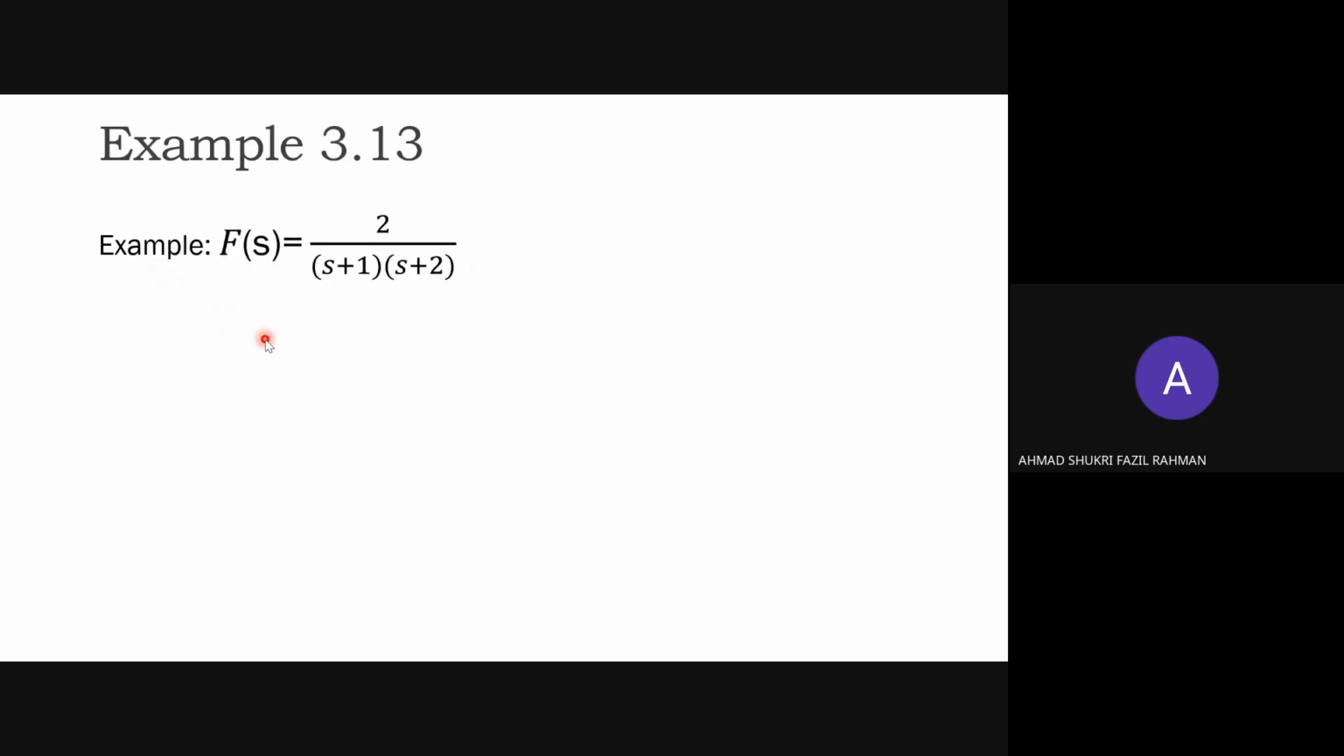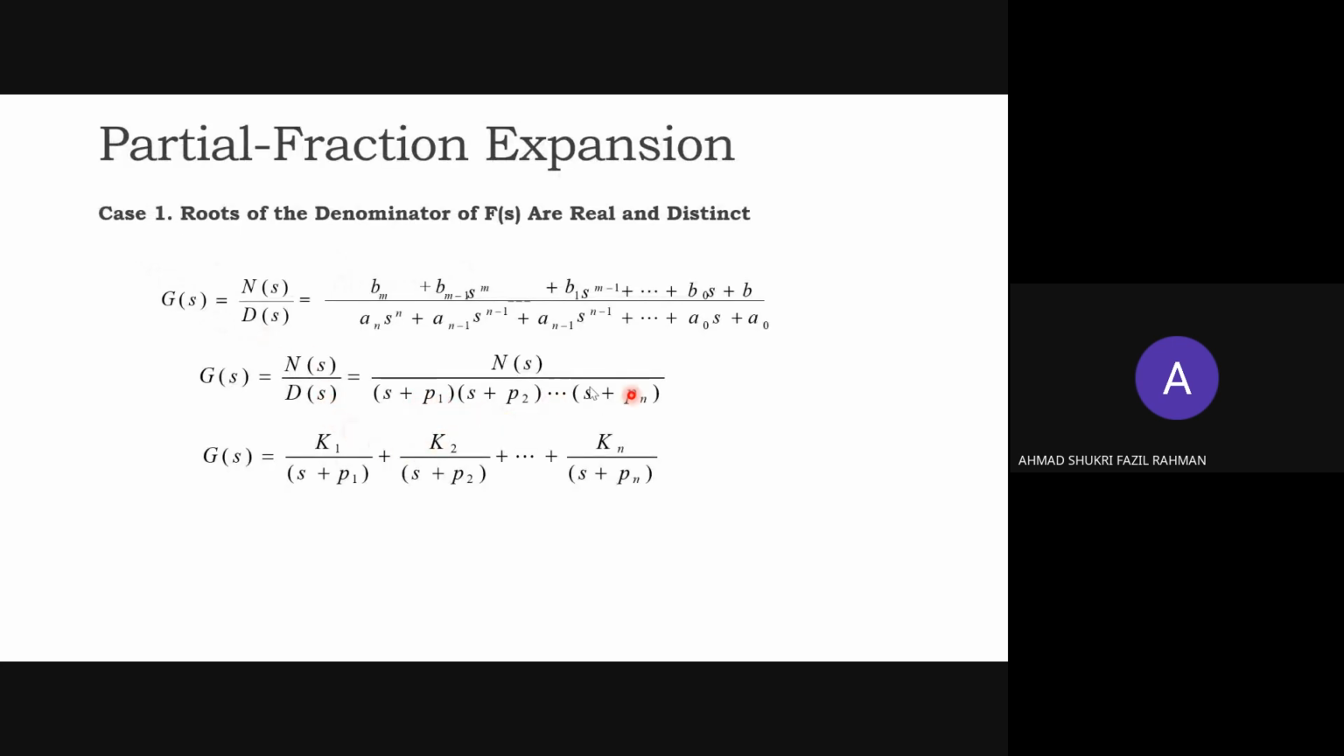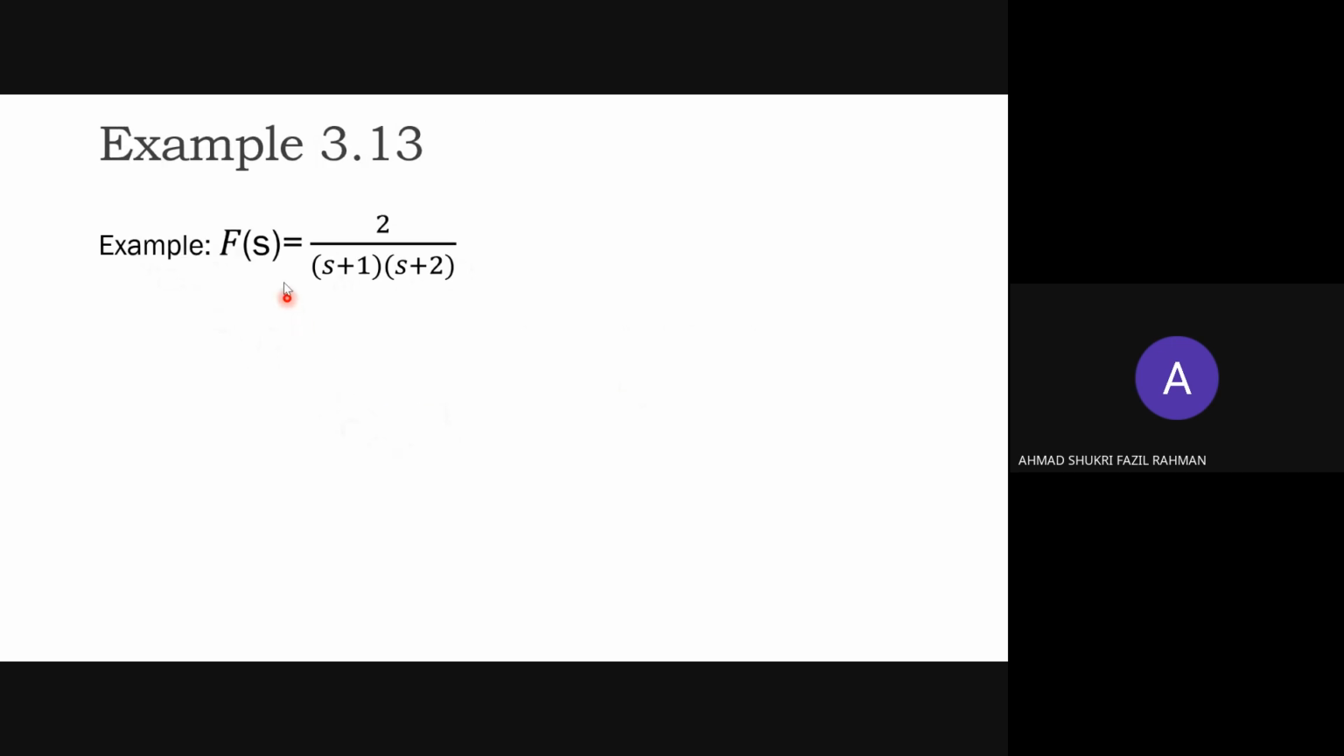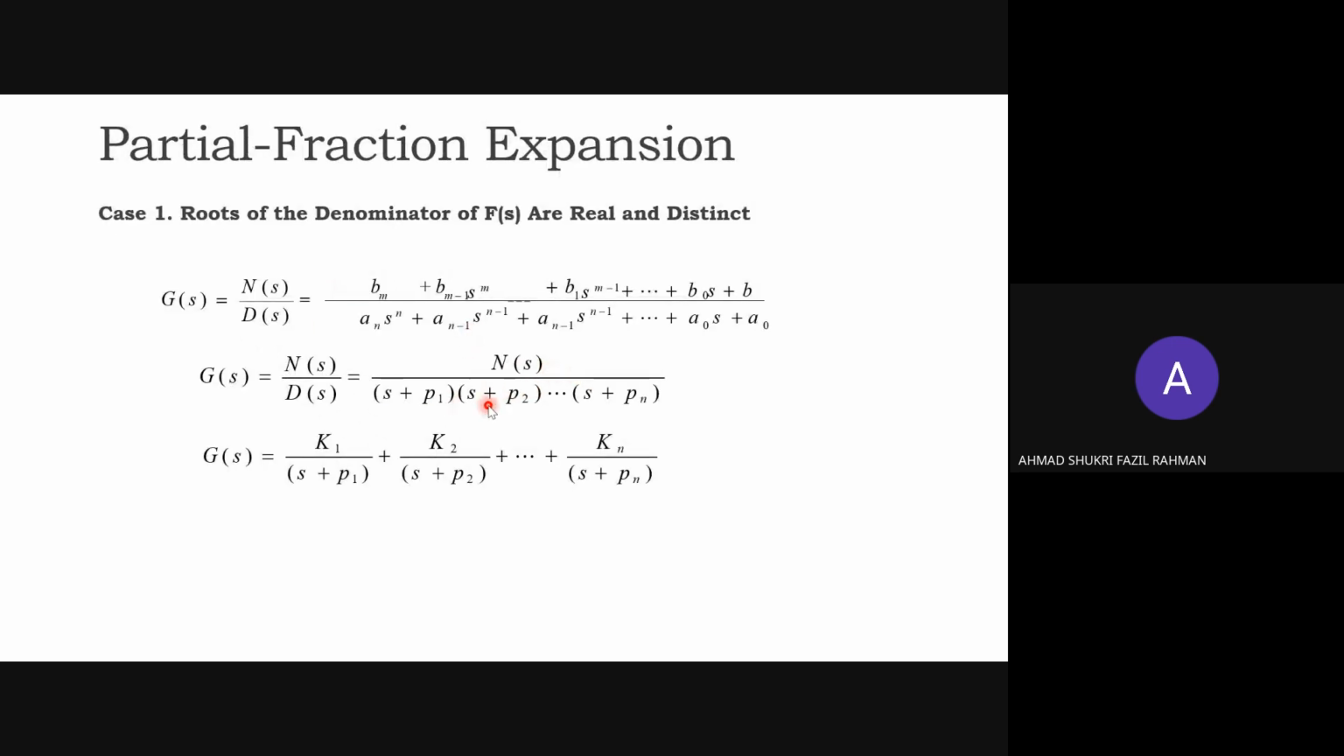So how to solve? The best thing to do is, because case one is actually the simplest form, we can start by this one, example 3.13. If you refer back to this one, okay, the equation here is in the form of this one. So we can move on by converting into a sum of terms with their respective coefficients.